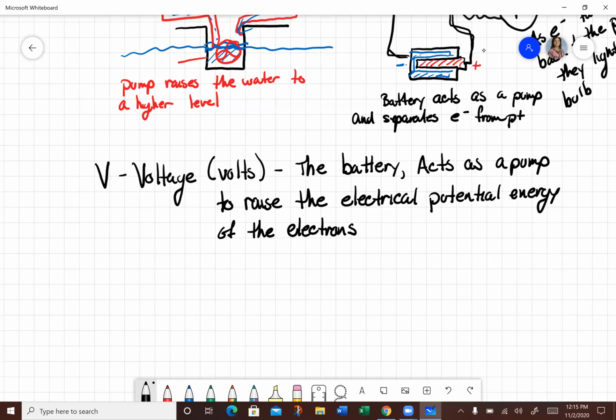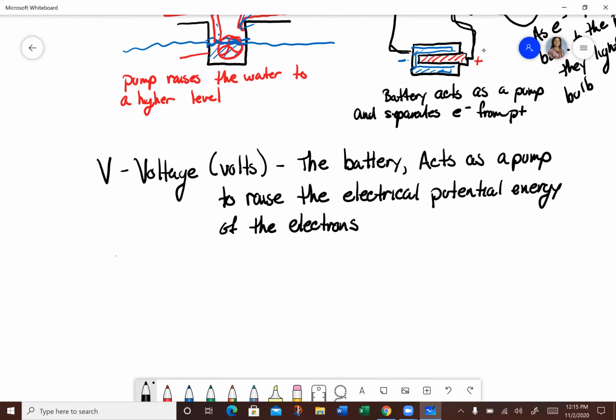Next, we will have current. The electrical current, just like water current, is the flow of those electrons. We symbolize it with a capital I, or the variable used to represent it is a capital I. Current is measured in units of amperes, or amps. Okay, I current, amperes or amps.